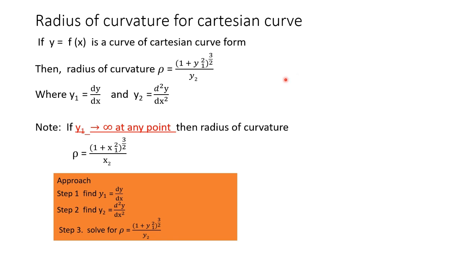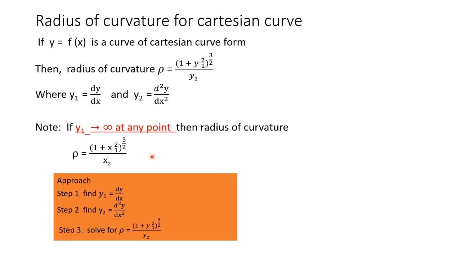to this, where y1 is equal to dy by dx and y2 is equal to d square y by dx square, that is second order differentiation. Note: if y1 is infinity at any point, then radius of curvature ρ is given by this.